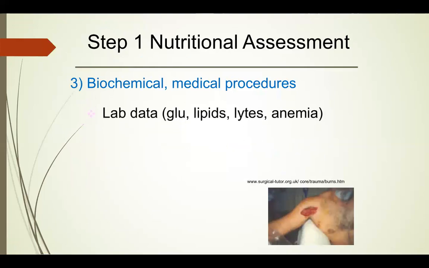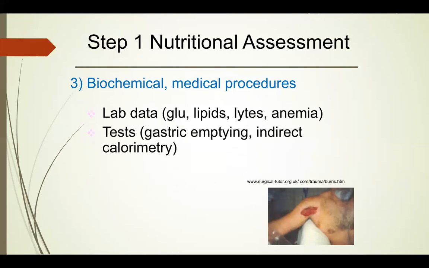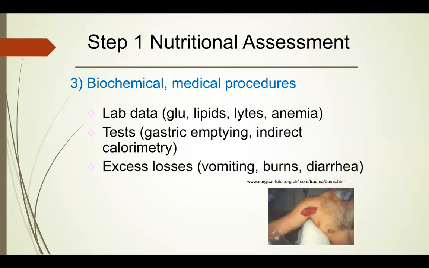Biochemical. So biochemical involves lab data, which is things that you could measure. Tests such as gastric emptying, indirect calorimetry. Gastric emptying would measure how quickly nutrients leave the stomach, probably using barium that could be tracked. And then indirect calorimetry would measure energy expenditure for requirements.